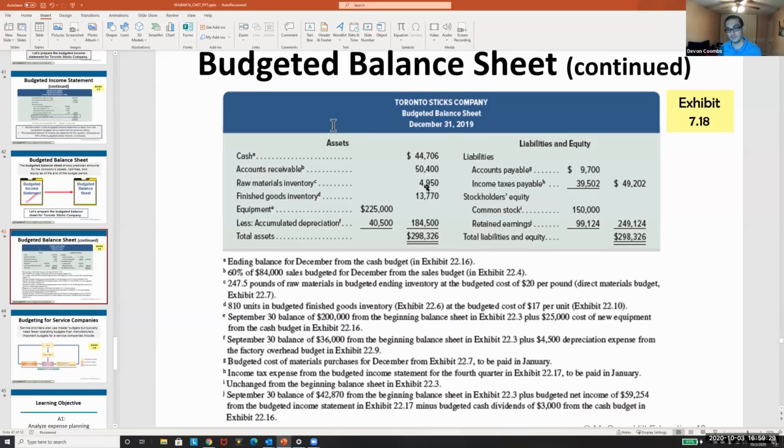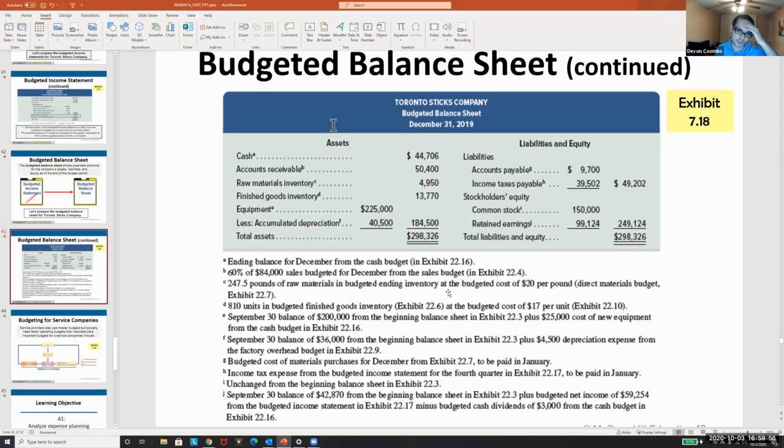Our raw materials and inventory. So on the raw materials budget, that was our ending inventory of December. Finished goods, it's the same. If we go to finished goods, you can see here all the footnotes were for is the budgeted finished goods inventory at the budgeted cost per unit. Equipment is the 225. This equipment is where we can see down here the $200,000 beginning balance plus we bought $25,000 of equipment.